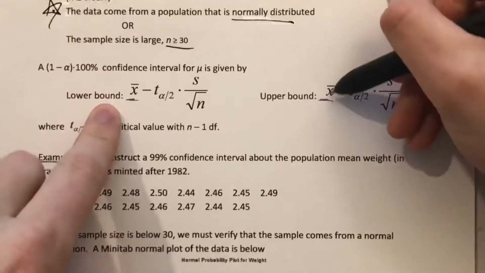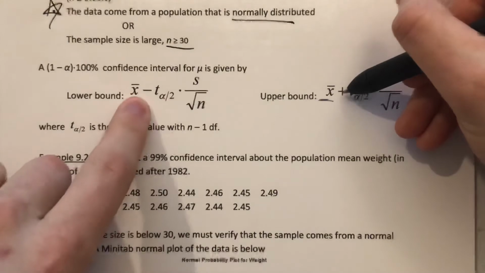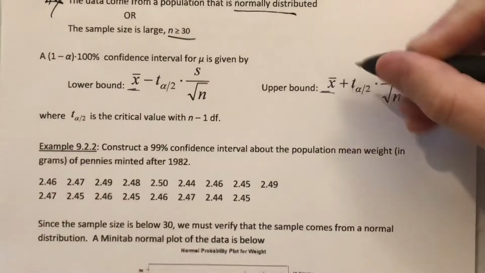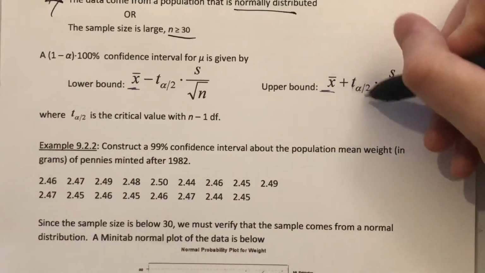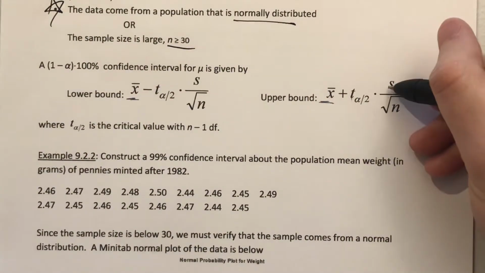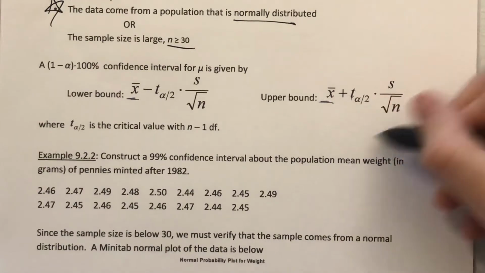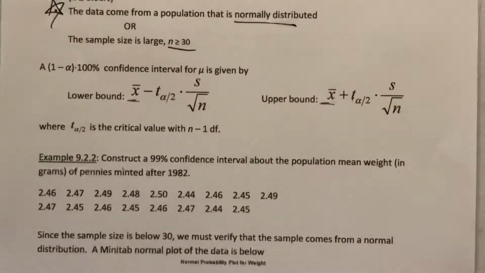It starts off with the point estimate of x bar, and then adds or subtracts the same quantity. Now, in this case, we're looking at t sub alpha over 2, and then times s over root n, standard deviation of the sample divided by square root of the sample size. So that's the calculation. Those are the formulas.